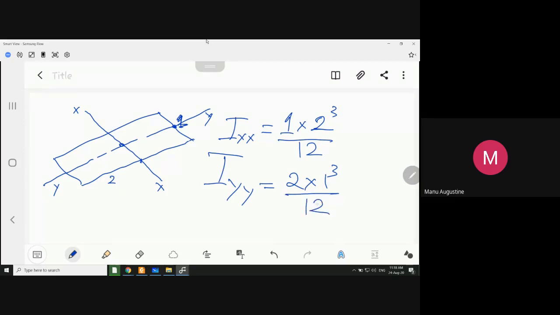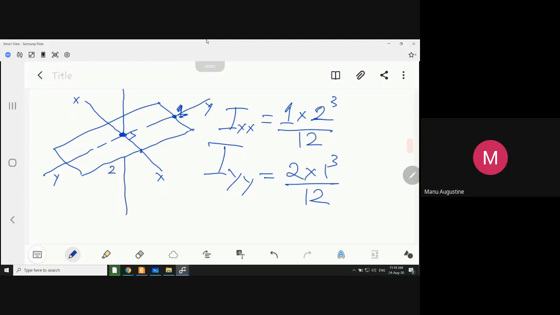Now, if the z axis is perpendicular to the area itself and passing through the point of intersection of the previous two axes, which are also mutually perpendicular to each other, in that case you can apply the perpendicular axis theorem for Izz.